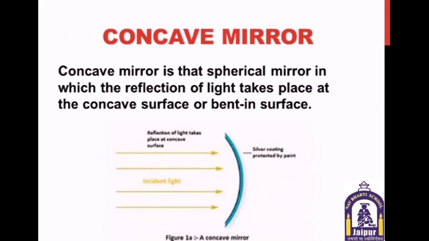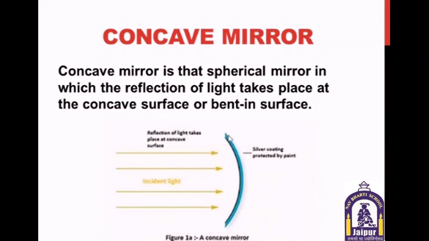They have many applications. Now we'll study the concave mirror first. A concave mirror is a spherical mirror in which the reflection of light takes place at the concave surface, or bent-in surface. This means it curves inward.